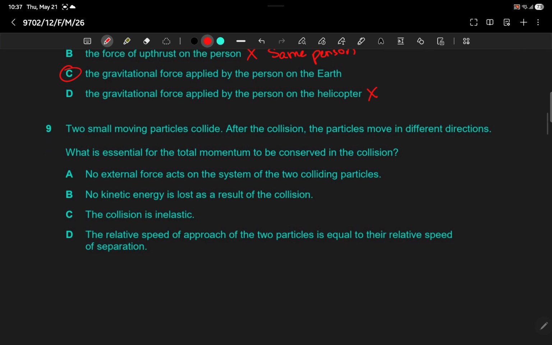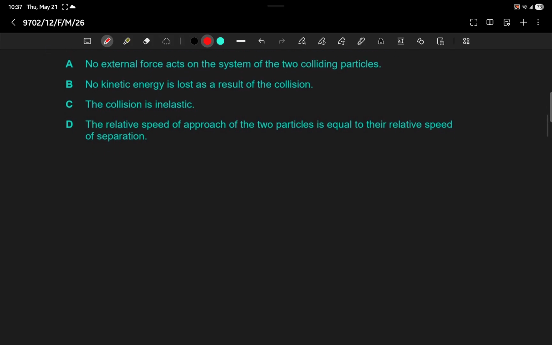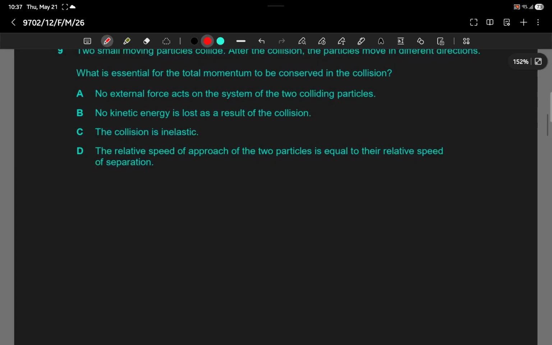Now, two small moving particles collide. It's a momentum question. After the collision, the particles move in different directions. What is essential for the total momentum to be conserved in the collision? So, what is the law of conservation of momentum? It is that total momentum before collision is equal to total momentum after collision in an isolated system.